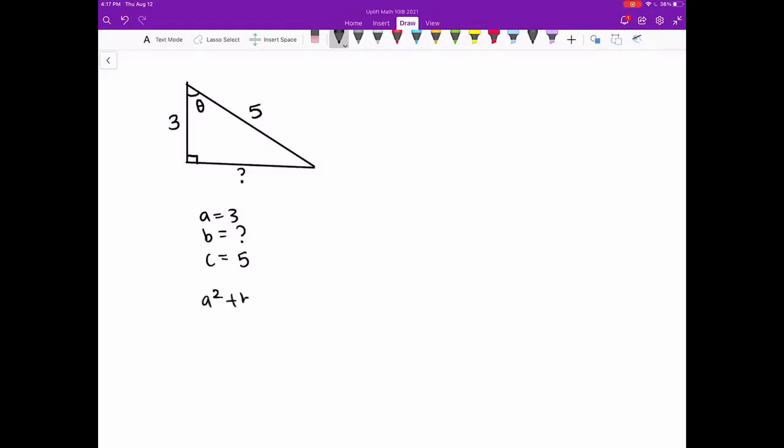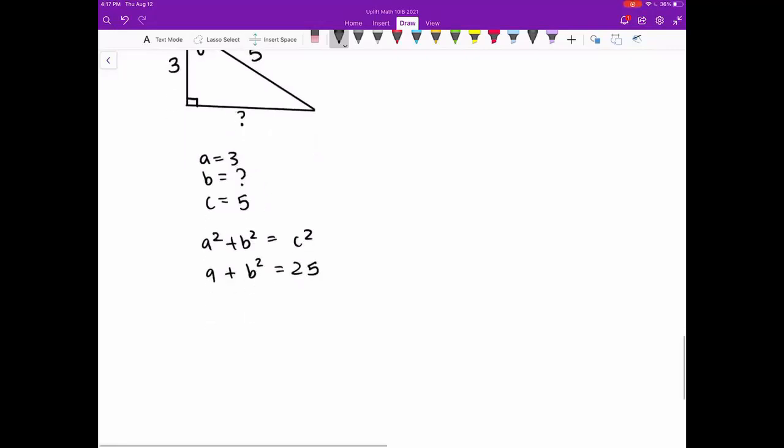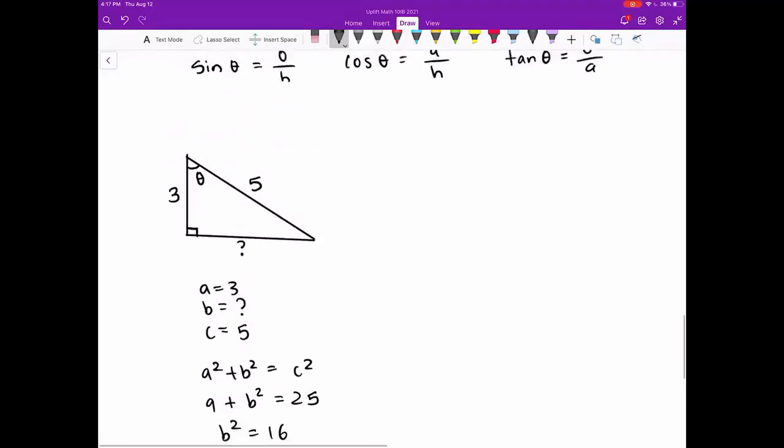A squared plus b squared equals c squared. So that would be 9 plus b squared equals 25. b squared equals 16, so b is 4. So now we can replace the question mark with 4.